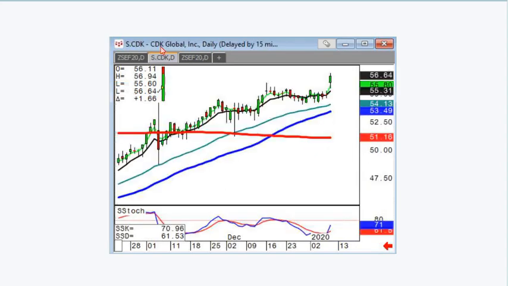So CDK today did a doji gap up. Your best friend. What do you think this is going to do? This is going to continue higher.